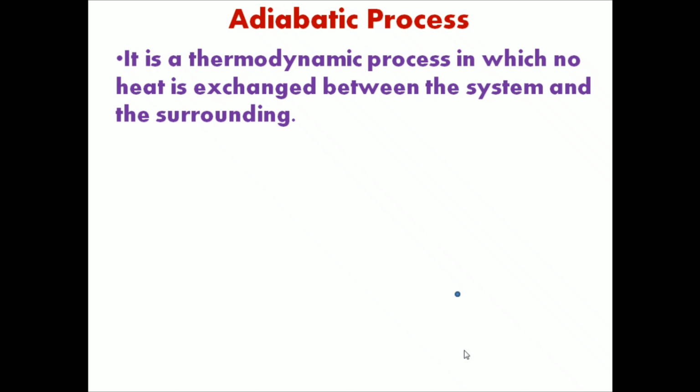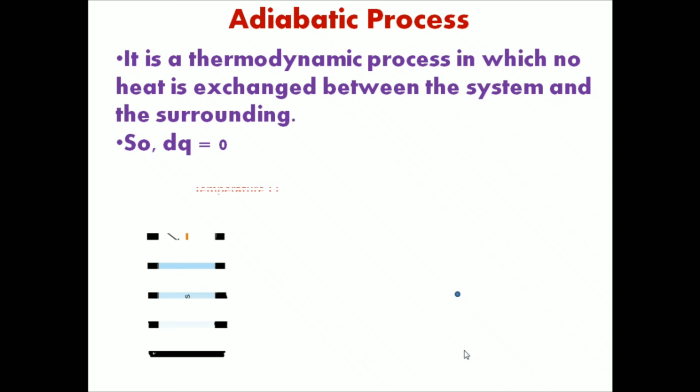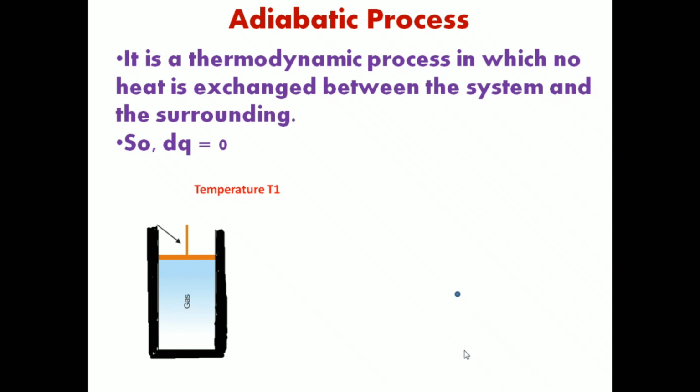The second process is the adiabatic process. It is a thermodynamic process in which no heat is exchanged between system and surroundings. Here dq is equal to 0. Again consider an example. If the system is at T1 and we carry out the adiabatic contraction of the gas, there should be no heat exchange between system and surroundings. We insulate the system from all sides so that there is no heat exchange.